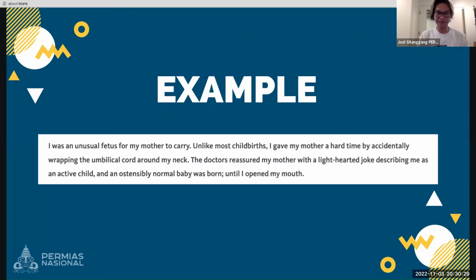All right, so this is my hook for this question. "I was an unusual fetus for my mother to carry. Unlike most childbirths, I gave my mother a hard time by accidentally wrapping the umbilical cord around my neck. The doctors reassured my mother with a lighthearted joke, describing me as an active child, and an ostensibly normal baby was born until I opened my mouth." So personally, that's a great hook, an amazing hook even. So I went on to talk about my passion of public speaking and communication. And if you could already see, that was a really good way to transfer to that.